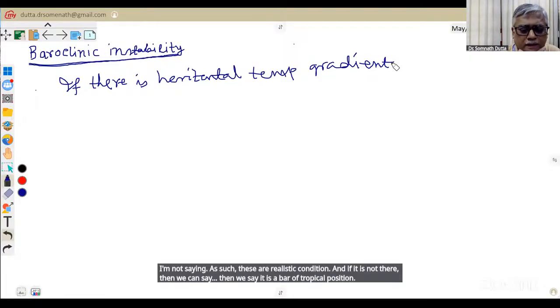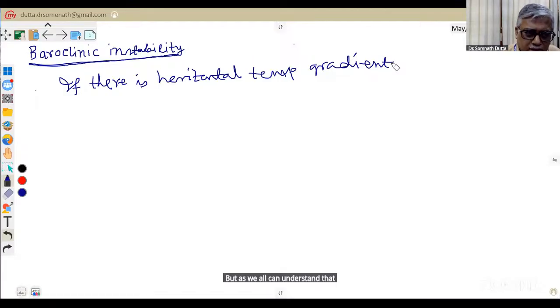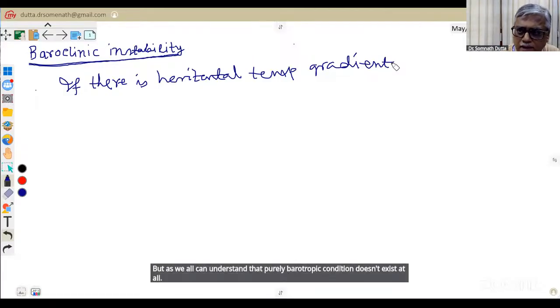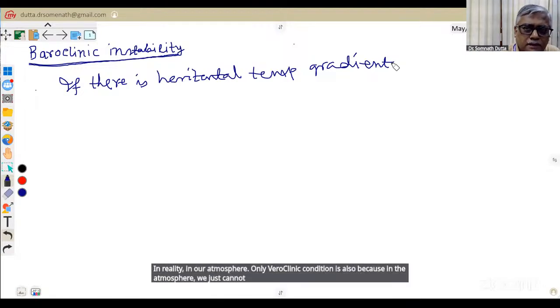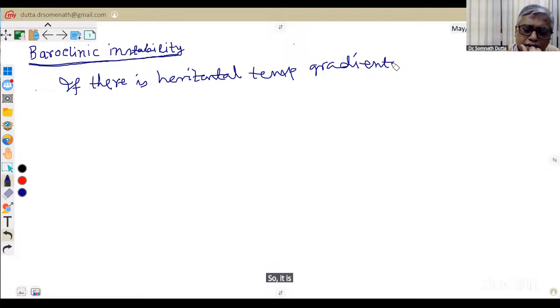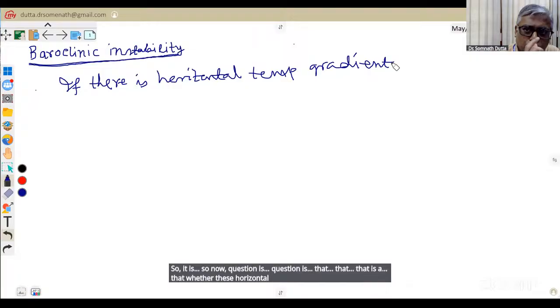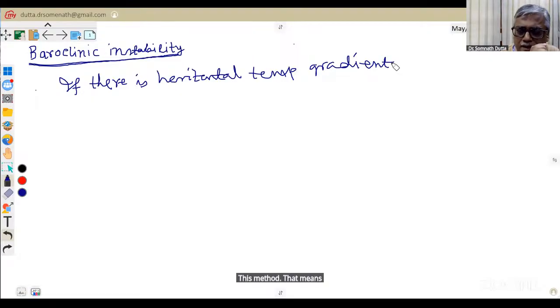So as such, we all can understand that a purely barotropic condition doesn't exist at all in reality in our atmosphere, because in the atmosphere we just cannot imagine that all points over the globe will have the same temperature at a given level. So now the question is whether this horizontal temperature gradient is more or less, this matters. That means a measure of baroclinicity actually matters.